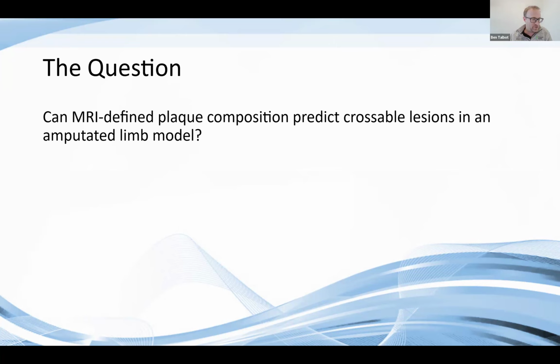And so I think what the authors are really asking here is whether plaque composition, specifically as defined by this non-contrast MRI, can predict which lesions are crossable. So we have a very clear testable hypothesis, and importantly, it targets a real decision point in practice, whether to attempt endovascular therapy or we need to try some other intervention.